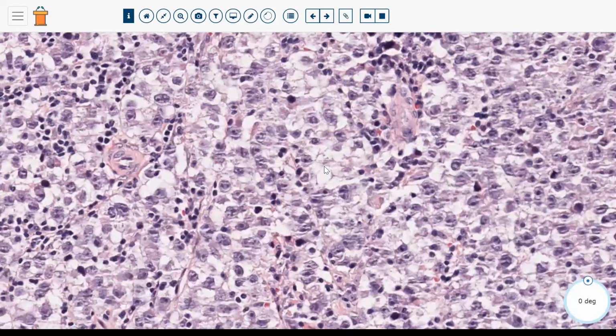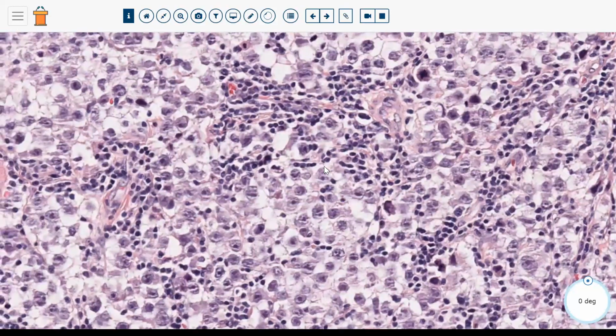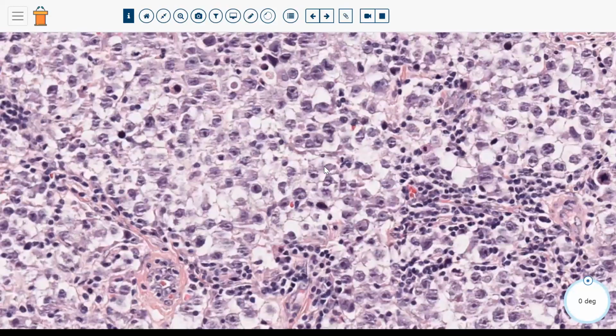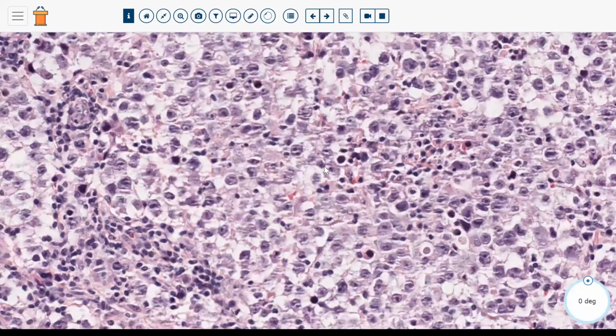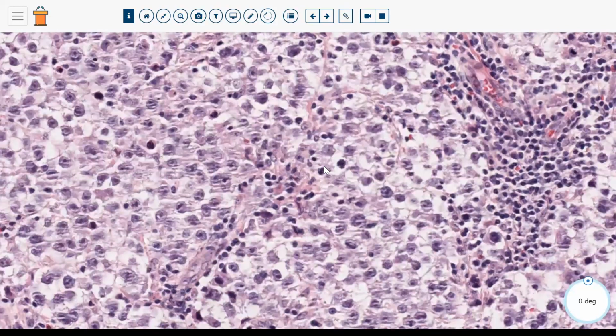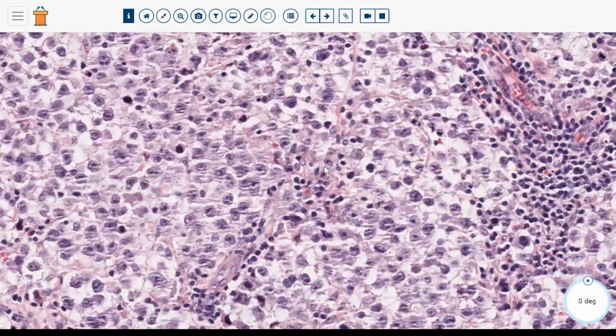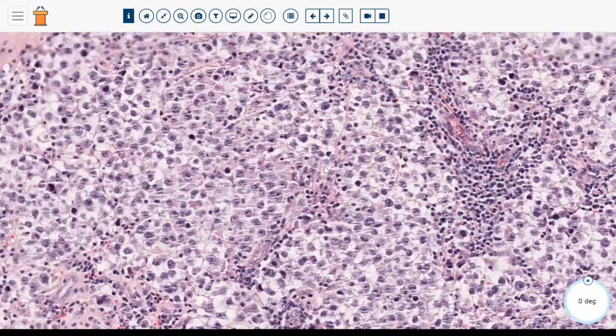Also, sometimes in seminomas, you'll have exuberant granulomatous reaction, and sometimes that's so florid that it almost obscures the tumor cells. So if you have a testicular mass with tons of granulomas, think about the possibility of seminoma before you completely disregard that as just a granulomatous process, such as sarcoidosis or an infectious process.